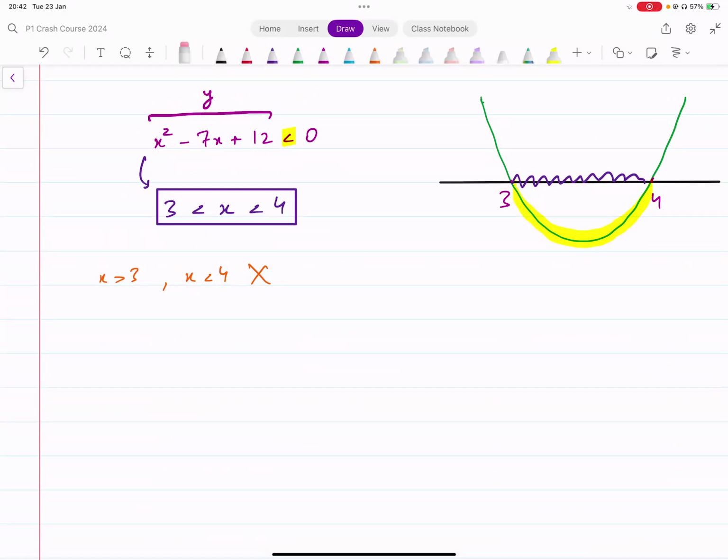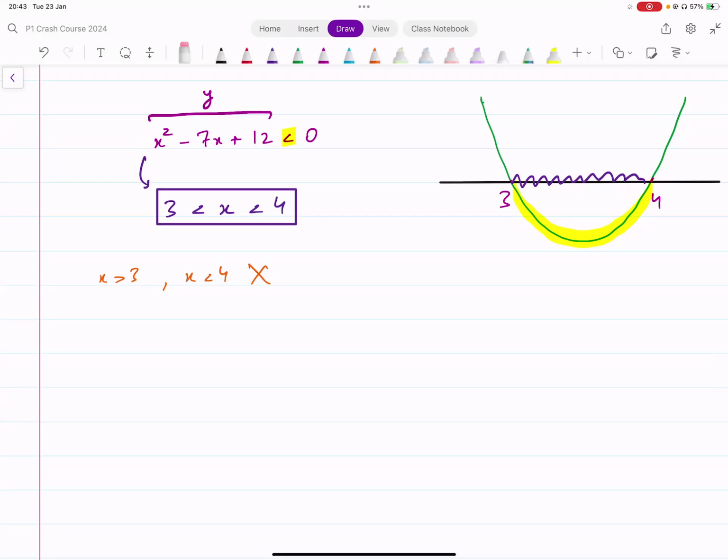Now I'll write down the whole process of how we go about it. But yes, you first have to find the x-intercepts. Once you have those x-intercepts, then you think of the graph, that you want the region below the x-axis. What are the possible values of x for that? It should be between 3 and 4. Okay?